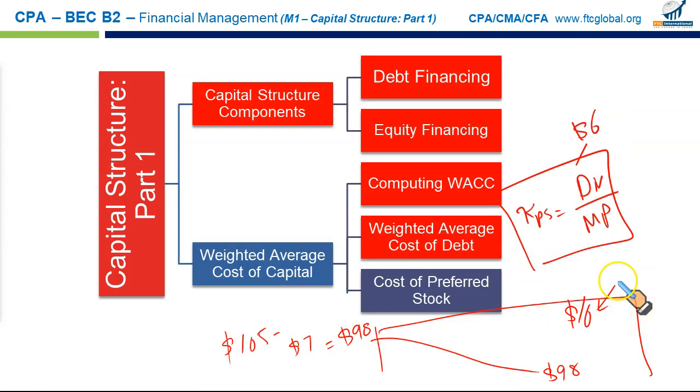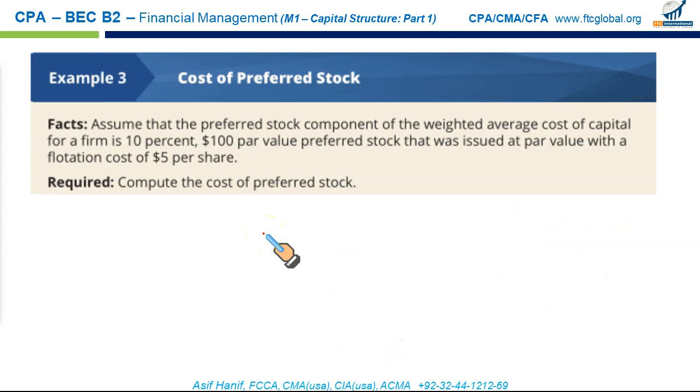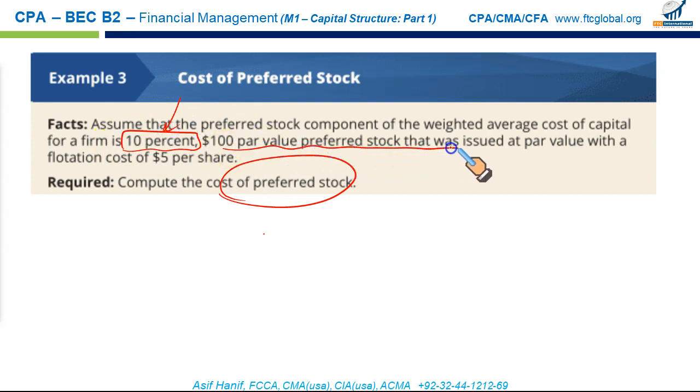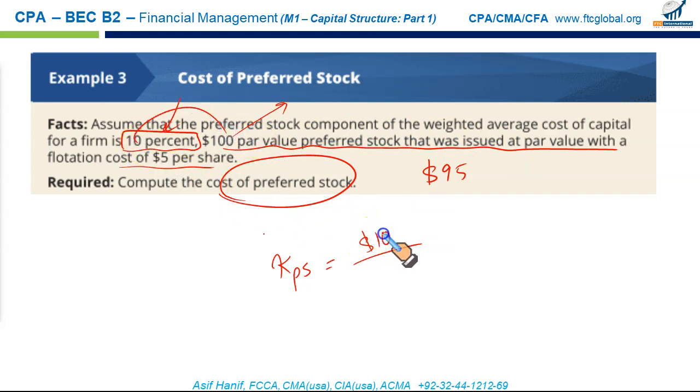Then we have an example to solidify your understanding. We need to calculate the cost of preferred stock. Assume that the preferred stock component of the weighted average cost of capital has a 10% dividend. The $100 par value preferred stock was issued at par value with a flotation cost of $5. So that's the issue price, that's the flotation cost, and the net issue proceeds are basically $95. So the cost of preferred stock is equal to the dividend, which is straightforward 10% of 100, that is $10, divided by net issue proceeds. So 10 by 95 times 100 gives you 10.53. This is going to be the cost of your preferred stock.